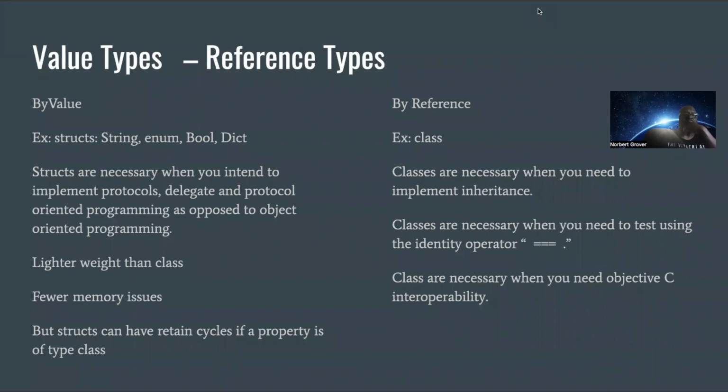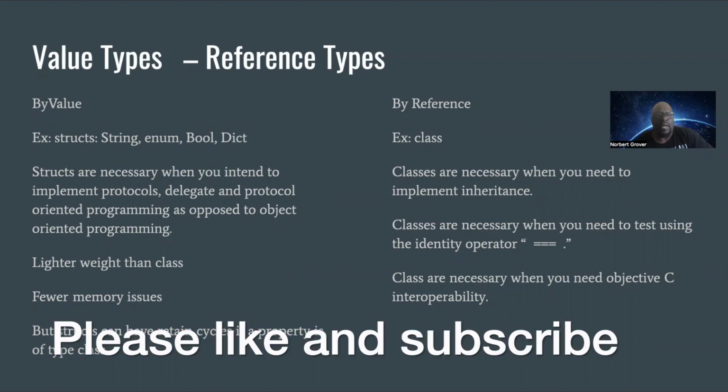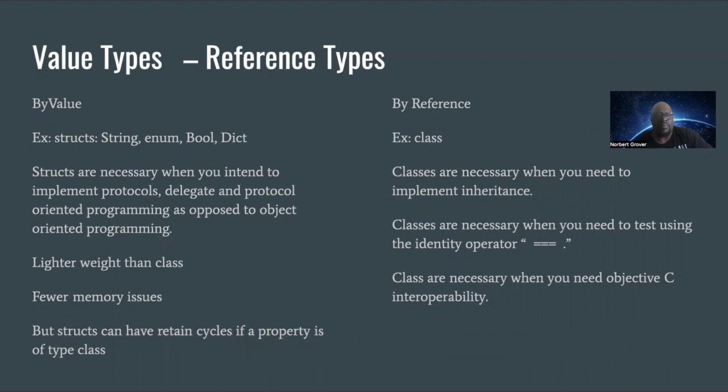Okay, so now we're going to talk about reference types and retain cycles, debugging using the leaks tool. But let's talk about our data types, right? We have two types of objects that we're going to be dealing with: one is by value and one is by reference. So classes are by reference.